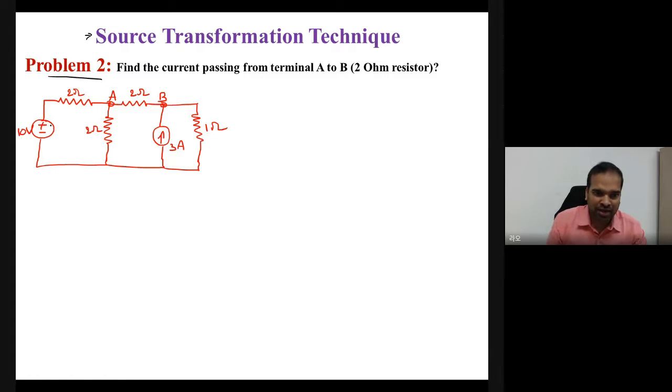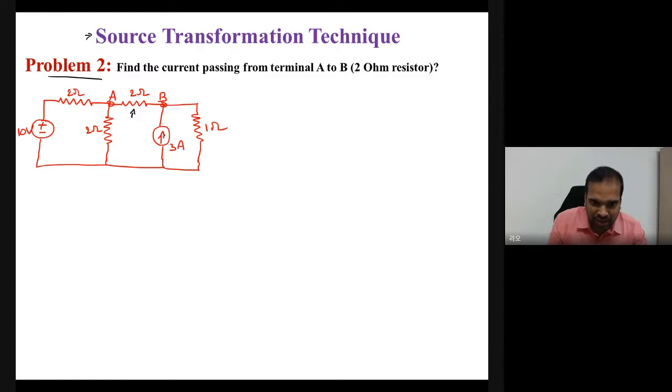Now you know already how to transform from voltage source to current source and current source to voltage source. So before transforming, you should have an idea of what you are doing exactly here. Suppose we need to find the current from A to B, or through the 2 ohm resistor, right? So we should not change this 2 ohm resistor at all during the transformation.